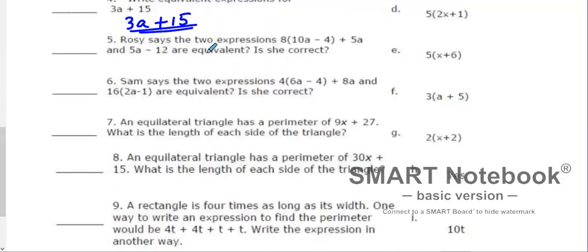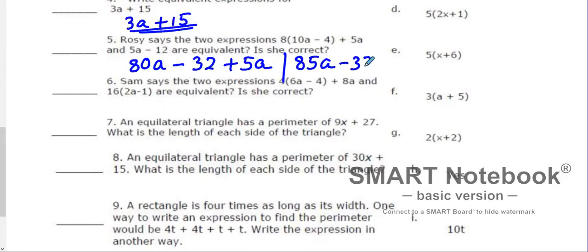Okay, Rose says the two expressions 8 times 10a minus 4 plus 5a, and 5a minus 12, are equivalent. Is she correct? We need to work something out first. 8 times 10a is 80a. 8 times negative 4 is negative 32. Then plus 5a. Now 80a plus 5a will be 85a minus 32. So this is the final answer.